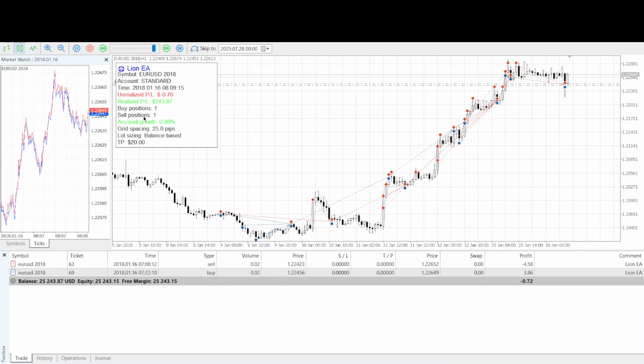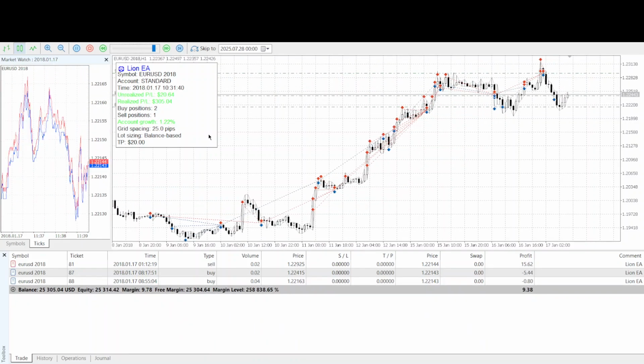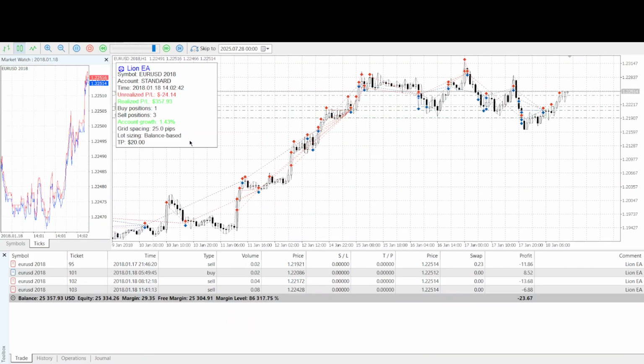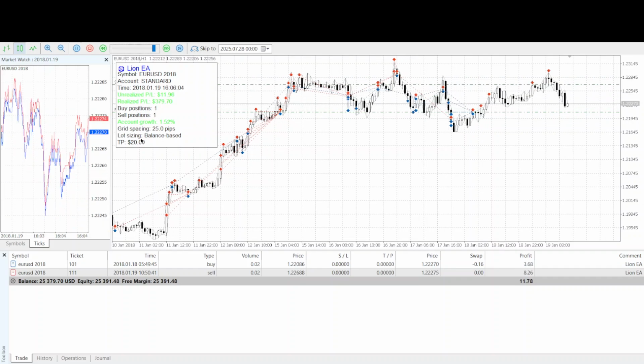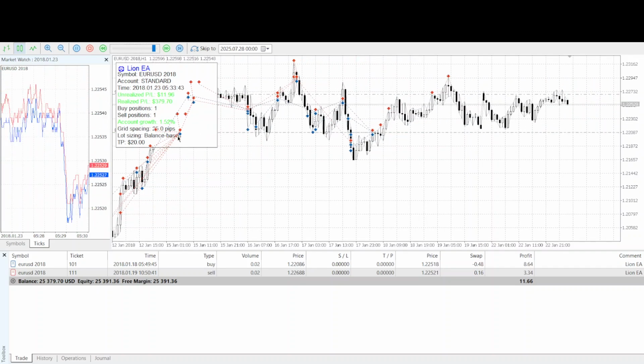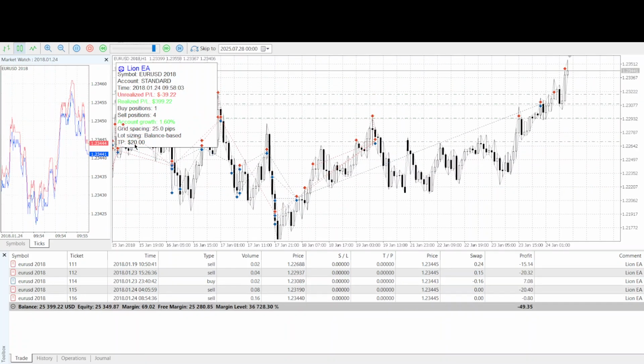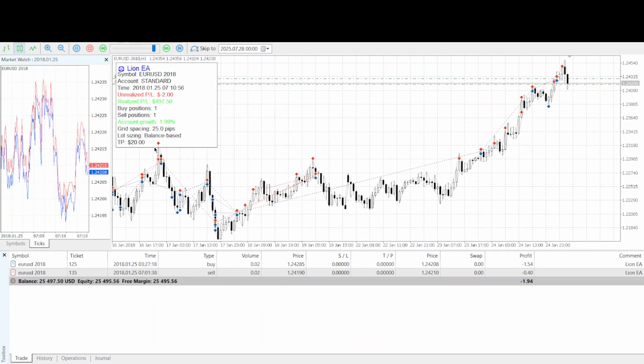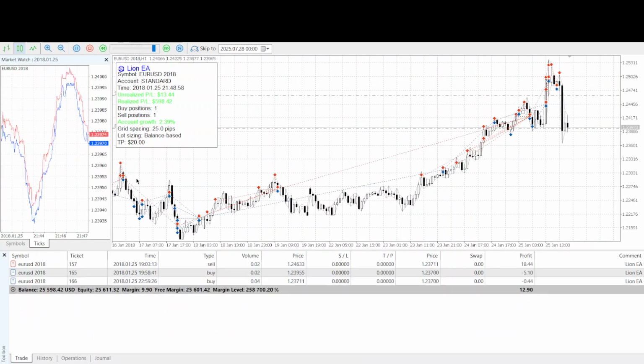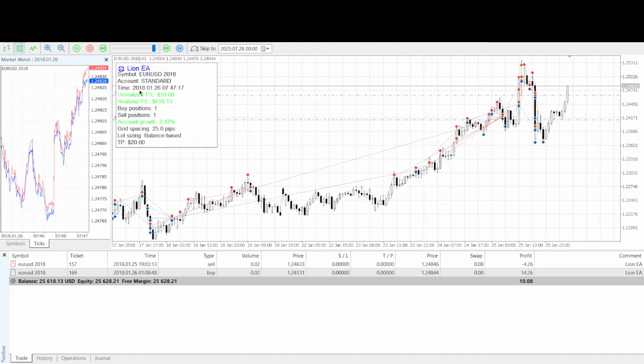Here are the buy and sell positions that will be open at any one point in time. These are your settings, just displayed: grid spacing 25 pips, lot sizing balance based, and a $20 TP per movement. So you can see already, if we pause it, 2018 already. We started this account with 25k for the backtest, visual only. It already made, in 26 days, 2% on the account.